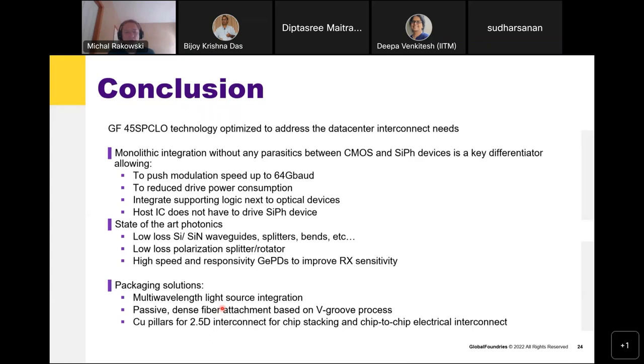And next aspect, state-of-the-art photonics. We have demonstrated low-loss silicon nitride waveguides and devices. We have a polarization splitter. Pretty much every single building block you need or you may think of to realize some optical routing or optical functionality. And what is also very important is the packaging solution. So integration of the multi-wavelength light sources by, for instance, in this generation, flip chip laser, maybe next generation, we will move a step forward with different ways of monolithic integration of the laser. Passive and dense fiber attachment and copper pillars to actually enable putting the host IC on top of it.